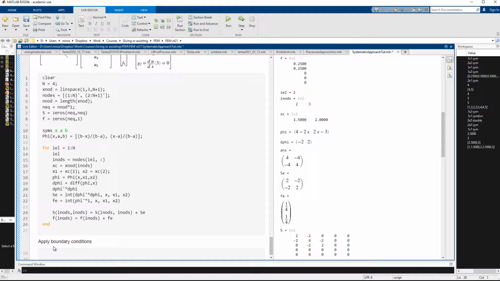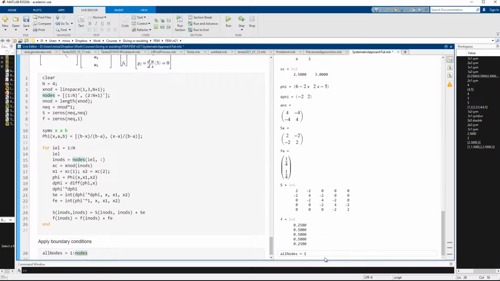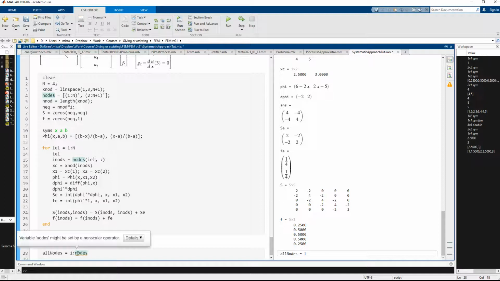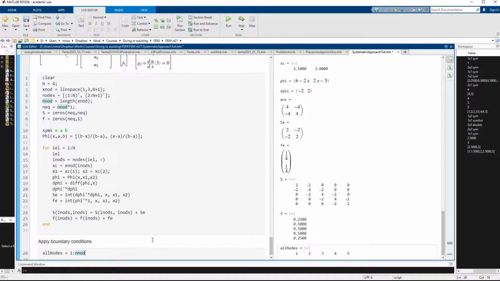So I will start by saying, okay, I have all nodes. I have this vector with all the nodes, like so. These are all of my nodes. Why is nodes not defined? Because it's not that. I mean number of nodes. There we go. Number of nodes. This is 5, so I have 1, 2, 3, 4, 5. Here, I have all of them.